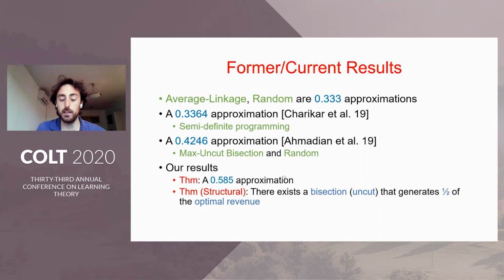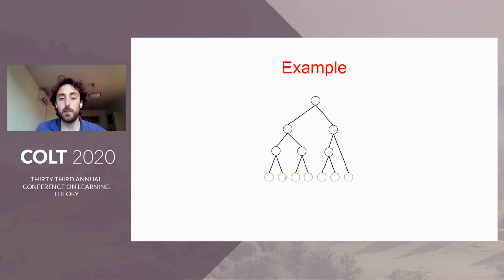All right, so what do I mean by an uncut bisection that generates revenue? So here's an example. The revenue objective function can actually be viewed as follows. Instead of summing over all pairs of data points i and j, we can instead sum over all internal nodes, or all of the cuts in the HC tree. So for example, consider the root. This cuts V1 through V4 from V5 through V7. So we'll denote the left-hand side as the set A and the right-hand side as the set B.